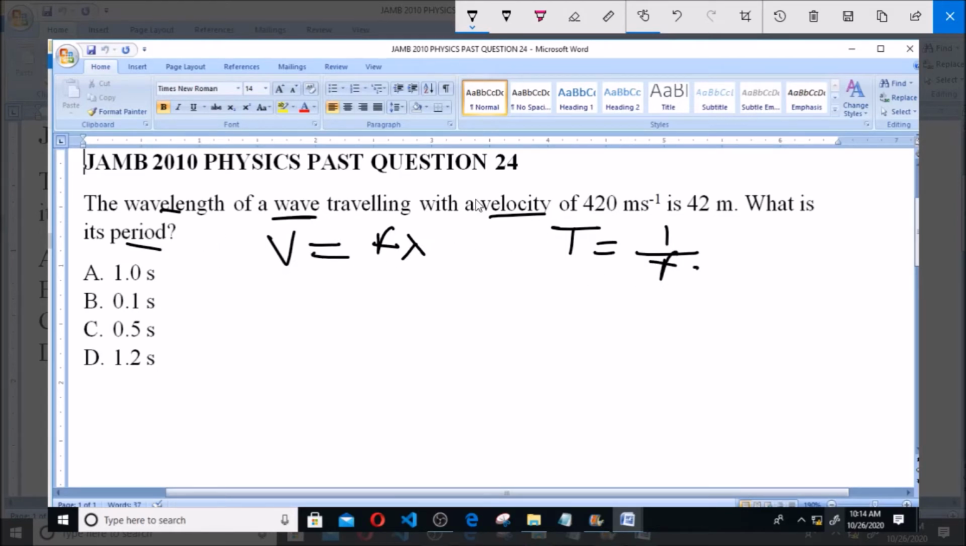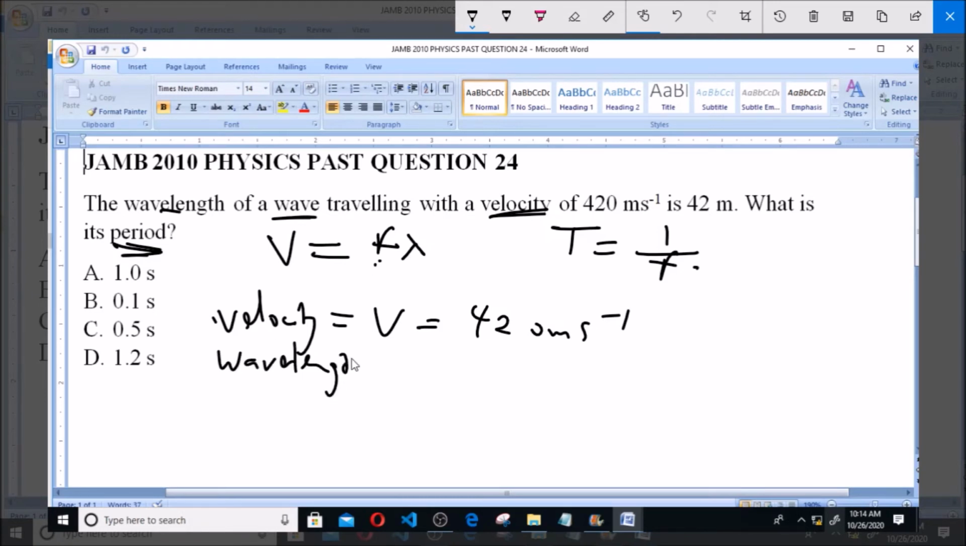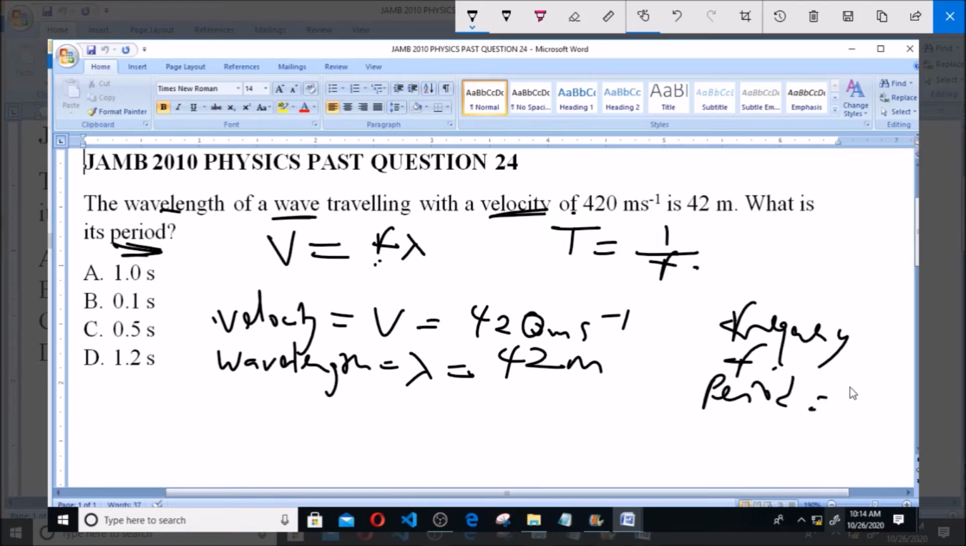So we are going to have to find frequency first in order to find period, because we have to find period and we're given velocity V, which is 420 meters per second, and we are given wavelength, which is lambda, and that is 42 meters. Okay, so we are given these two. So first we'll find frequency, F, and then we'll use it to find period, which is T.